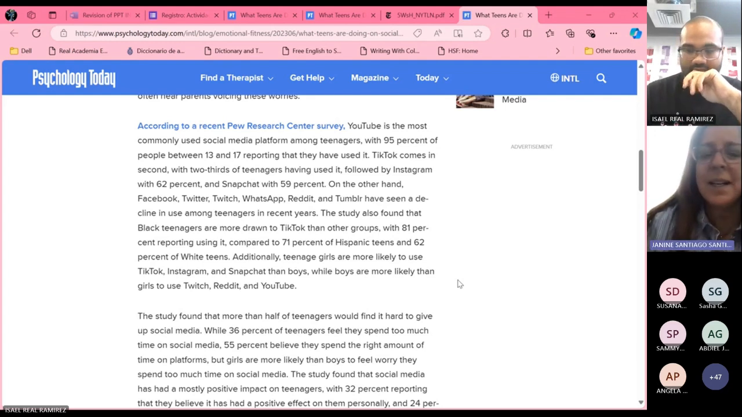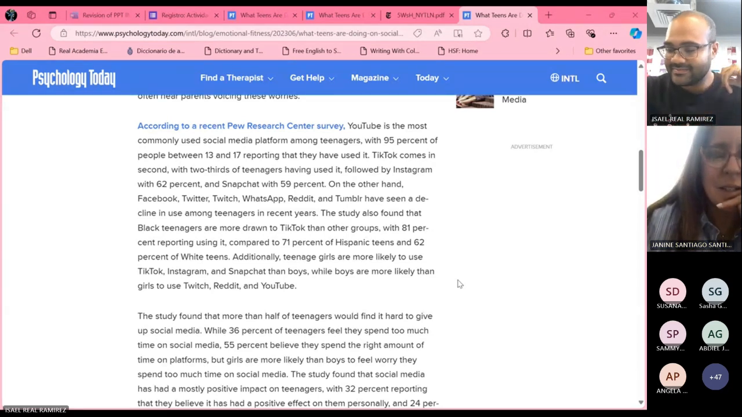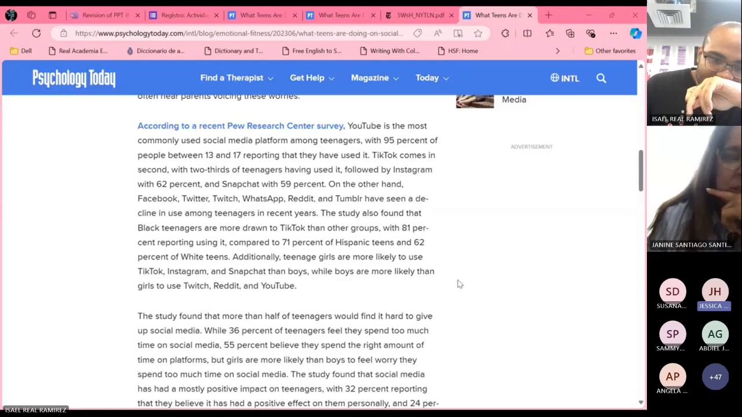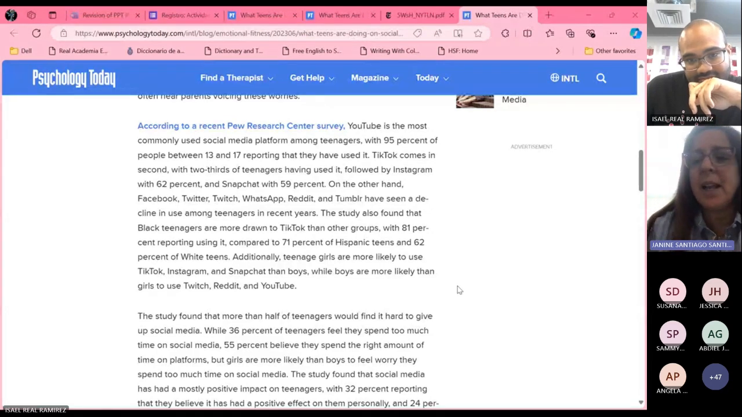Additionally, teenage girls are more likely to use TikTok, Instagram, and Snapchat than boys, while boys are more likely than girls to use Twitch, Reddit, and YouTube. And can you identify with that information?